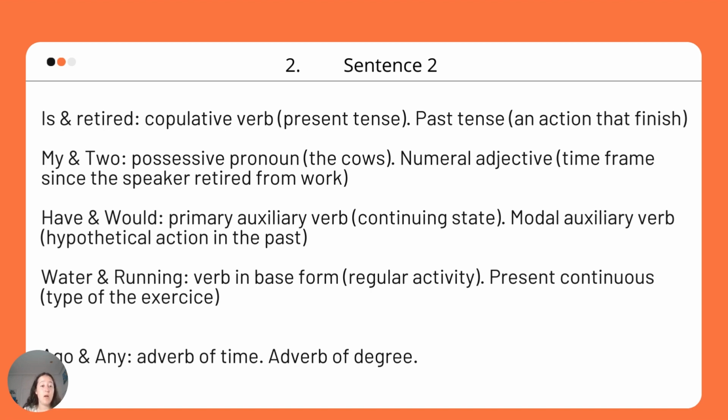And finally, we end this sentence with the adverbs. The two examples that I chose for this sentence are ago and any. Ago is an adverb of time, and any, as in the other sentence, is an adverb of degree.